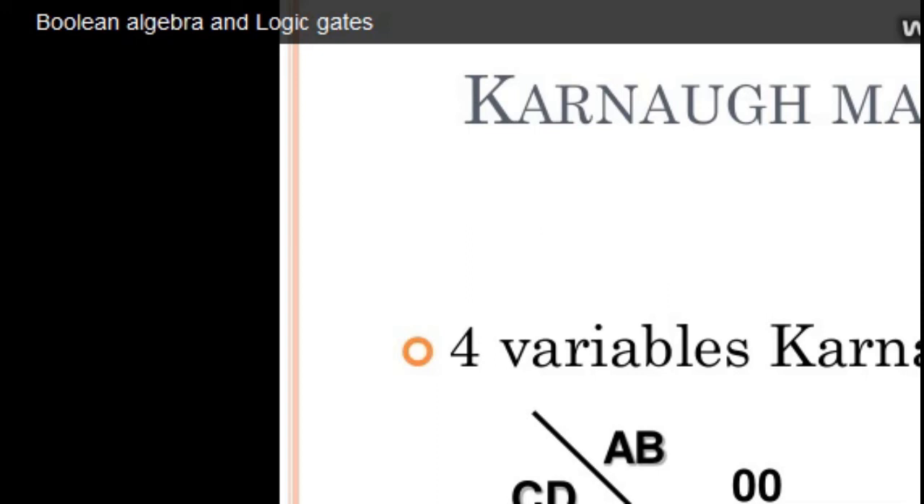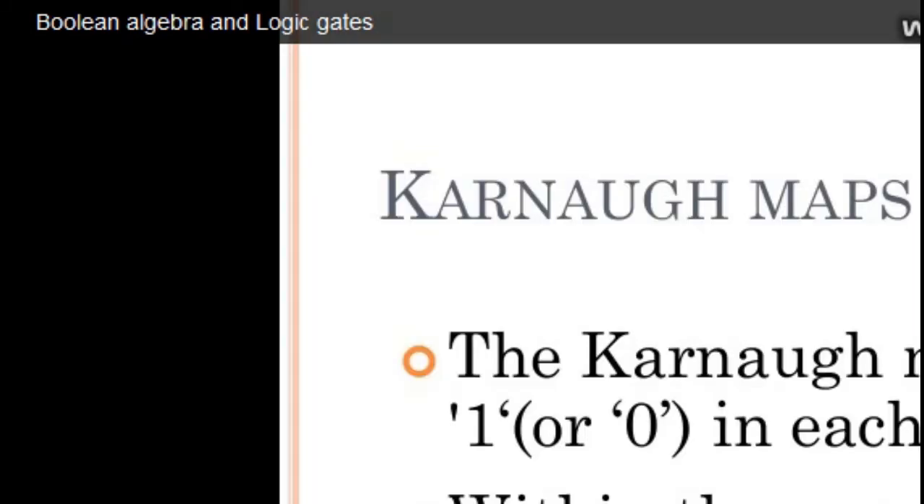The K-map is completed by entering a 0 or 1 in each of the corresponding cells. Within the map, adjacent cells containing 1s or 0s are grouped together in 2s, 4s and 8s.